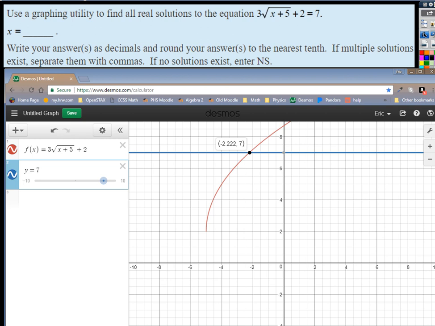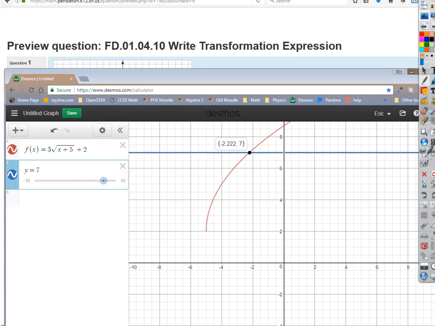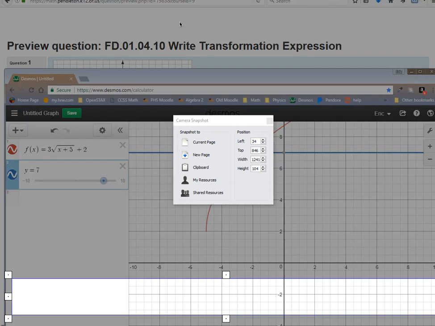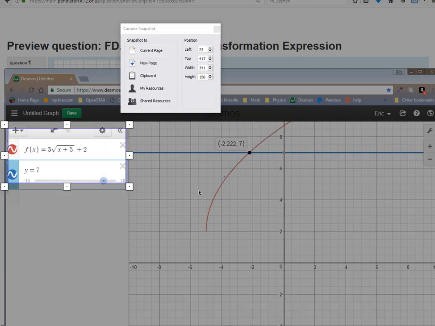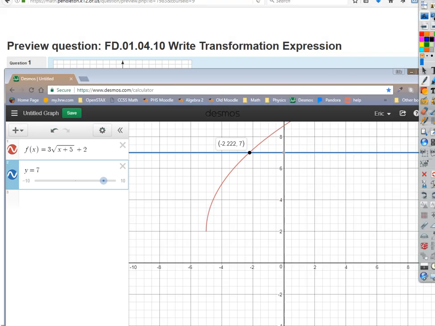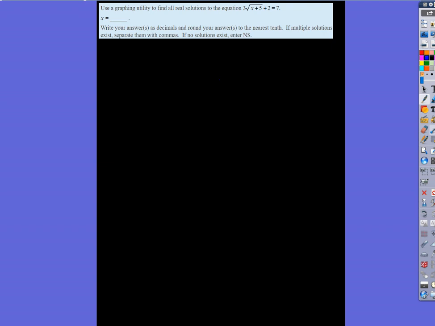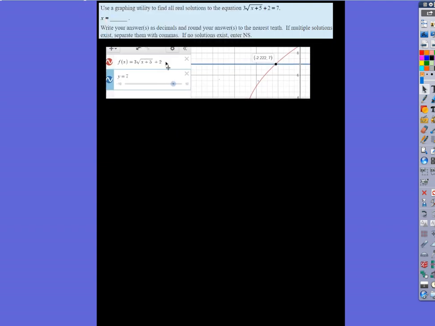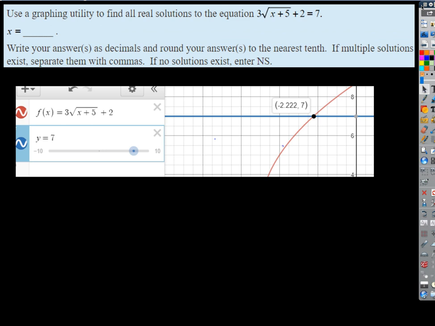Right? And so let me take a picture of this. Oh, darn it. Okay, and so what's this tell us then? This tells us that, what's our answer going to be? Negative 2.2. Yeah. So we're going to round this to the nearest tenth. Good. And that just becomes negative 2.2, right? Okay, no big deal.